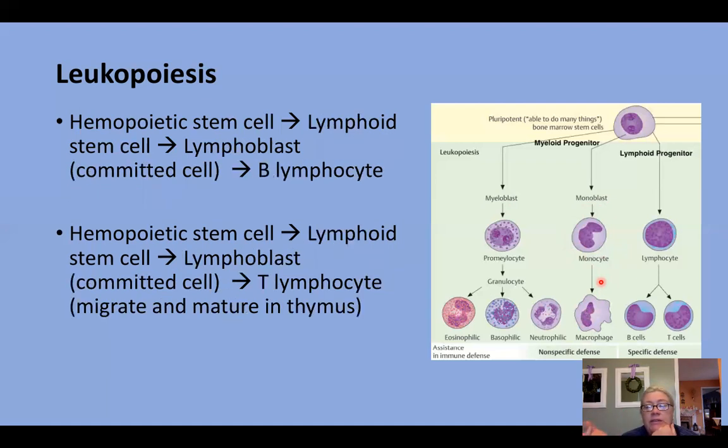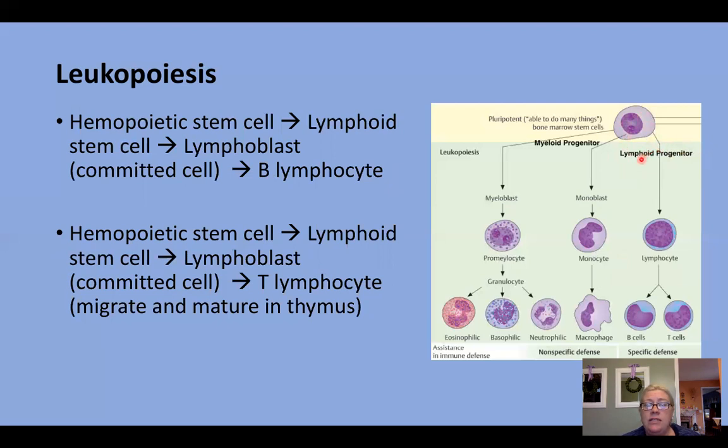The last one we have is the one that doesn't really like to play by the rules. It's a little bit different, a little special, and this is the lymphocyte. So again, it's going to start with that hemopoietic stem cell. Now, here's our first difference. The hemopoietic stem cell is going to become a lymphoid stem cell. Up until now, it's always been a myeloid stem cell. So the hemopoietic stem cell becomes a lymphoid stem cell.